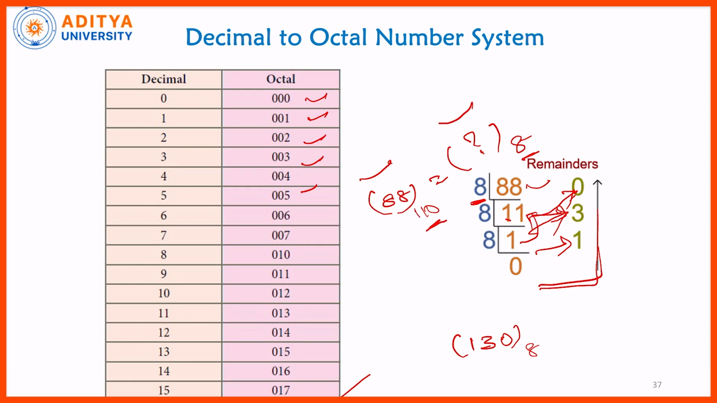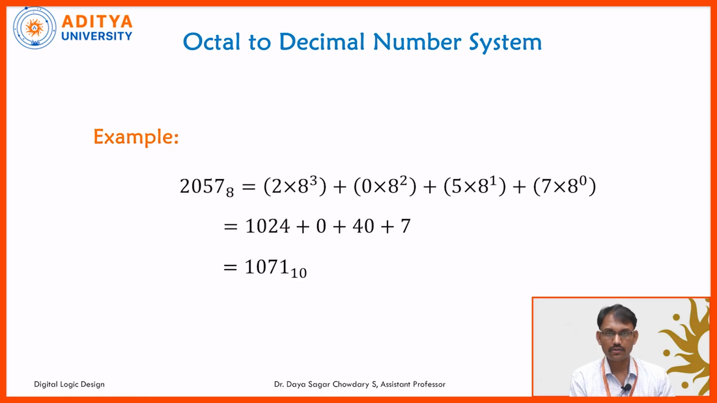So this is the base and this is the octal. So 10 to 8, there is no difference in this. Now octal to decimal. So octal number system to decimal number system, again we have to take the radix, which is 8 here.